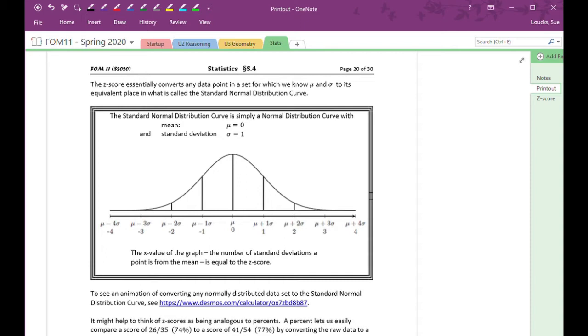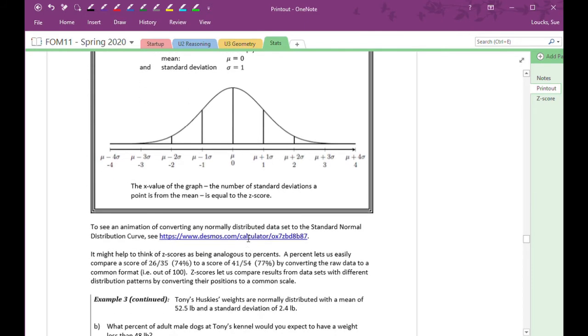So we looked at a normal distribution curve before. The standard normal distribution curve is one that has a mean at 0 here, and then one standard deviation from the mean is at a value of 1 on the graph, and then 2 and 3 and 4 and negative, and so on. So the x value of the graph is actually how many standard deviations a point is from the mean, which means it's equal to the z-score. Let's go and take a look at this.